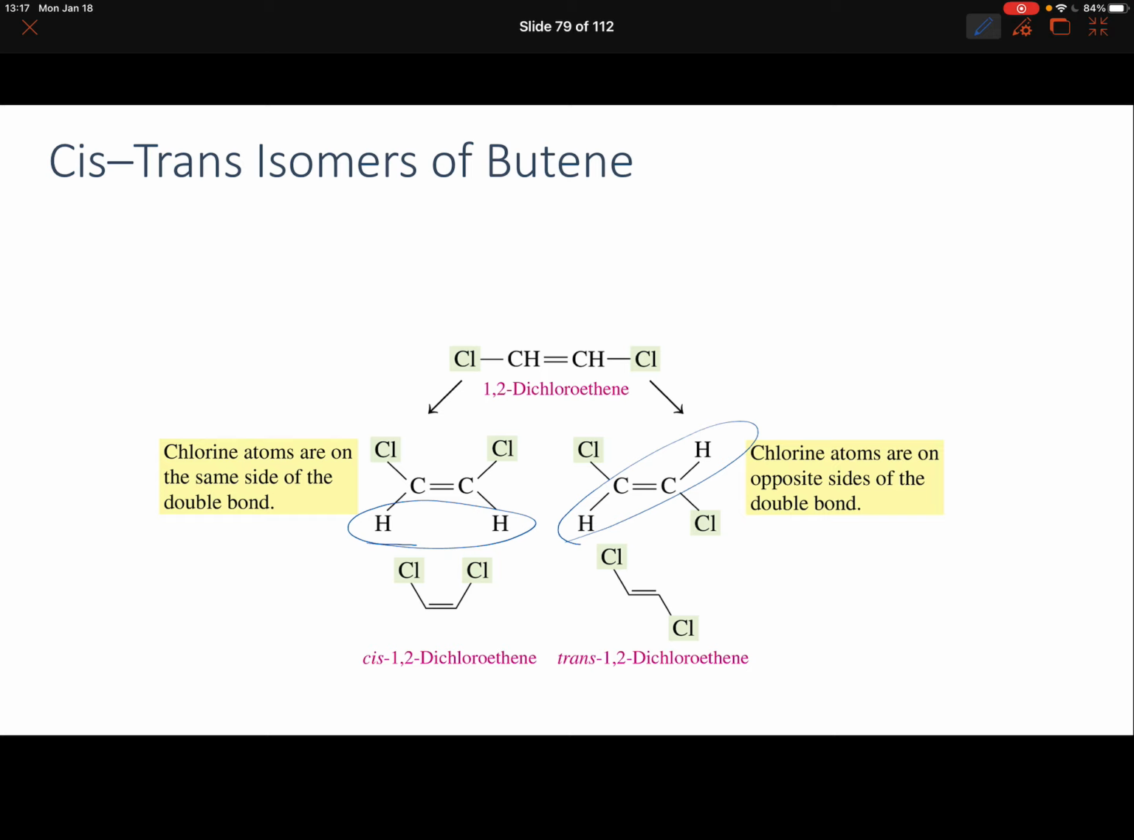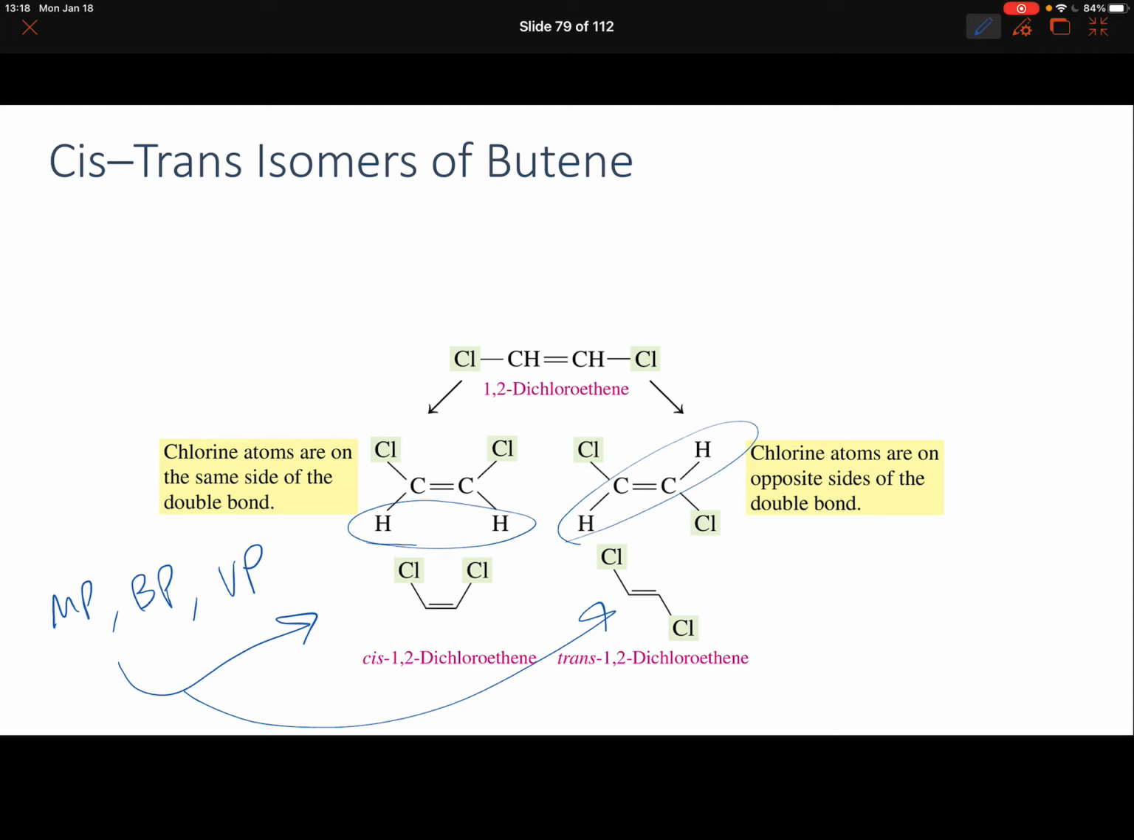So again, 1,2-dichloroethene could be drawn two different ways. And if we really wanted someone to know which one we're talking about, and why is that important? Well, their melting points and boiling points and vapor pressures are all going to be different depending on which one we're talking about. So physical properties change differently with these two isomers.